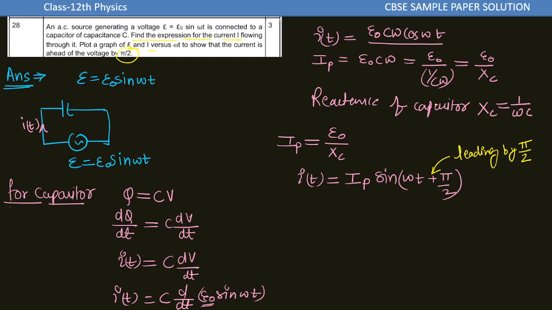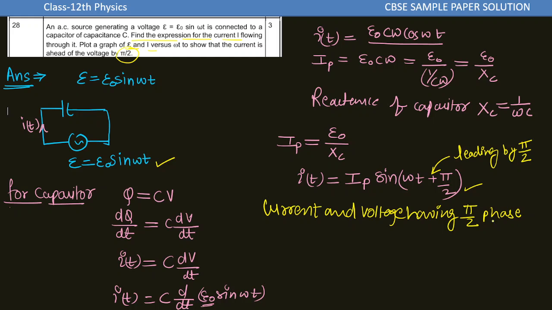And we have to show that the phase difference is pi by 2. So it is clearly visible here. If we are talking about the potential and the current, the phase difference is pi by 2. So current and voltage have a pi by 2 phase difference, and current is leading by pi by 2. Now if we plot the graph, the waveform for the current and voltage.